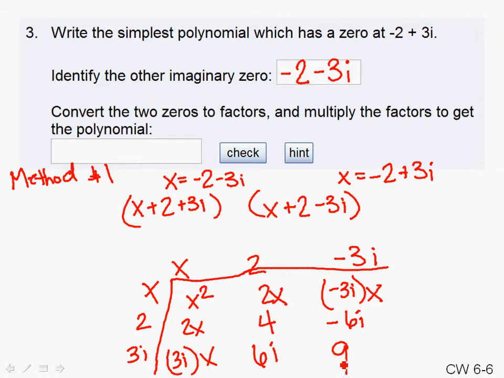Okay, when we combine like terms, we get x squared plus 4x. Okay, the 3ix and the -3i times x cancel out. The positive 6i and -6i cancel out. And we have 4 and 9, which is 13. Okay, so our answer would be x squared plus 4x plus 13. However, we can solve this another way.